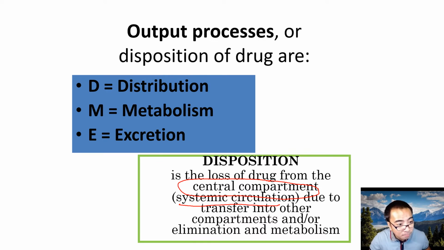Kasi input, papasok sa dugo. Output, palabas ng dugo. Pwede kasi nag-distribute siya going to its target sites. Okay? That's still part of disposition process. Or it goes to your liver or kidneys to undergo metabolism and excretion. Okay? Due to transfer into other compartments and or elimination and metabolism. Okay? So basically, class, disposition process or drug output process includes distribution, metabolism, excretion.